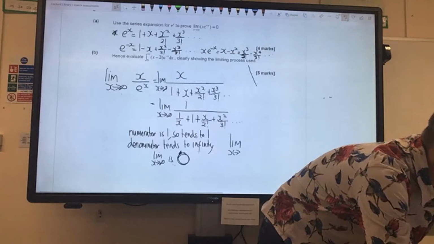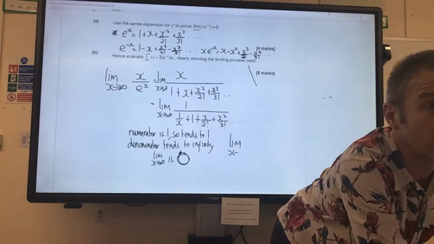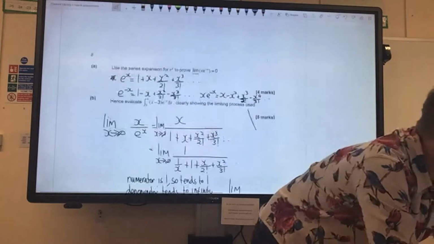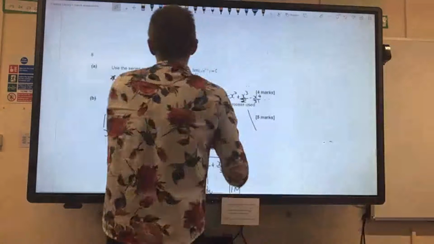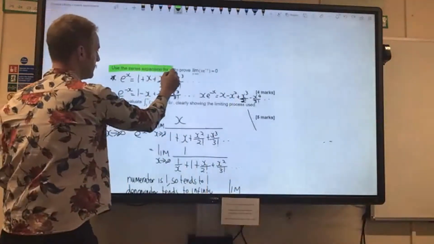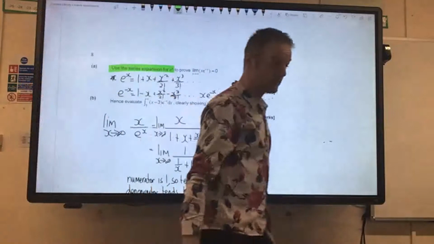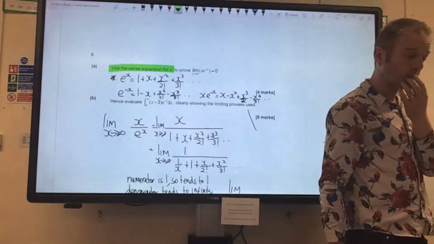Okay. So I think that was the hardest one. Yes? So can we use L'Hopital's rule to differentiate both sides? You can't, not because you're not allowed to use L'Hopital's rule in general, but because it tells you to use the series expansion. Well, yeah, expand it first and then use L'Hopital's rule.